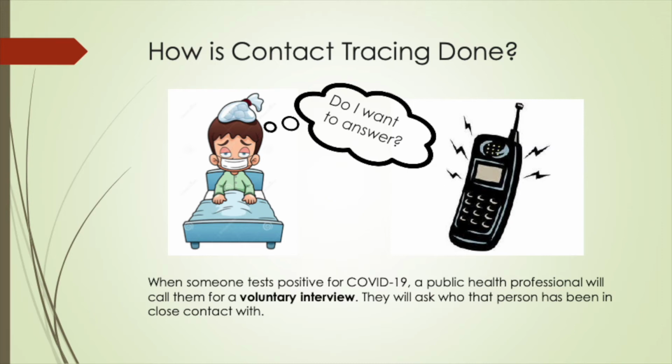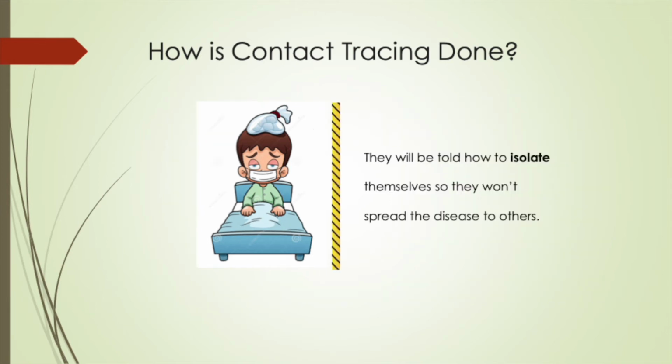And one way we do that, and why this is called contact, is we are looking for close contacts, which is people who have been in near proximity to the person who is sick while they were potentially infectious, while they were able to spread the disease. The person with the disease will be given information on how to isolate themselves so that they can't spread the disease to others, how long they need to isolate themselves, and if they live in a home with other people, how they can still isolate themselves and protect the others in their own home.